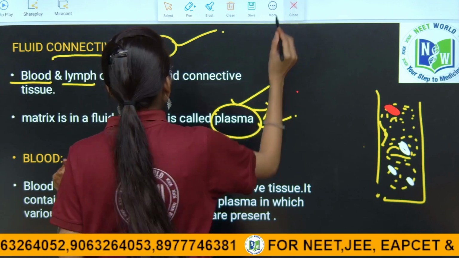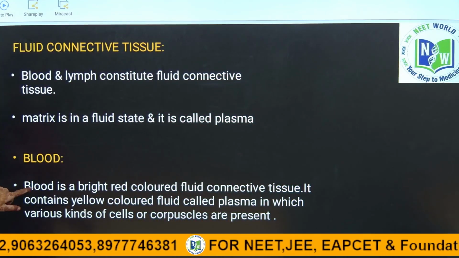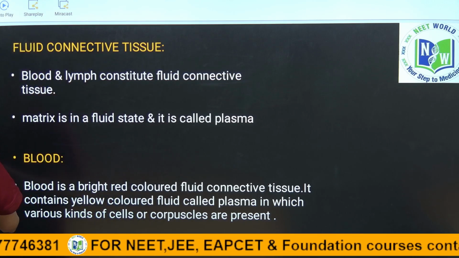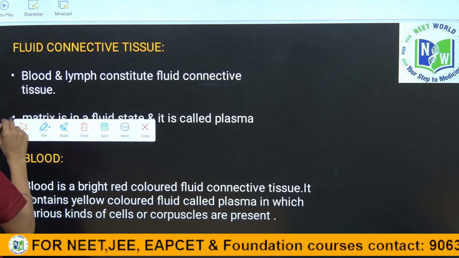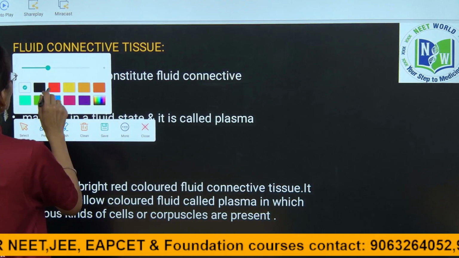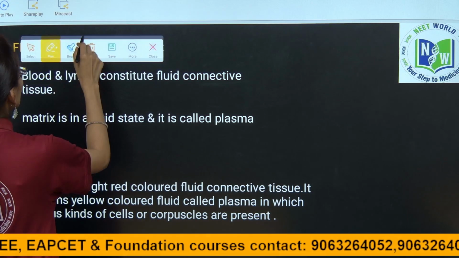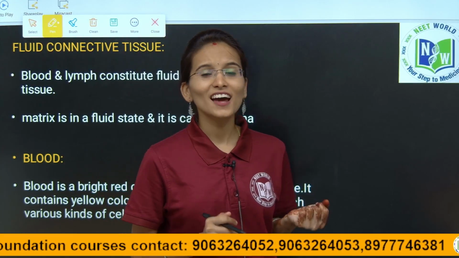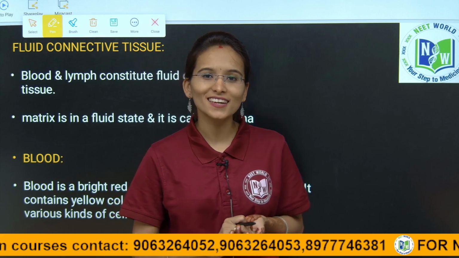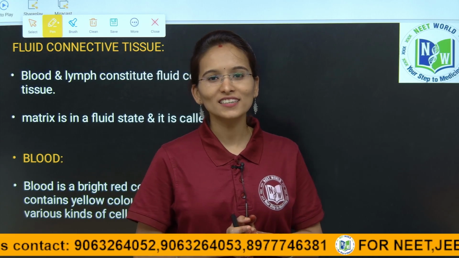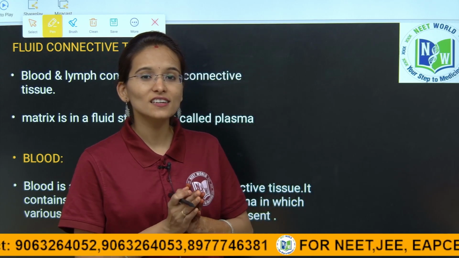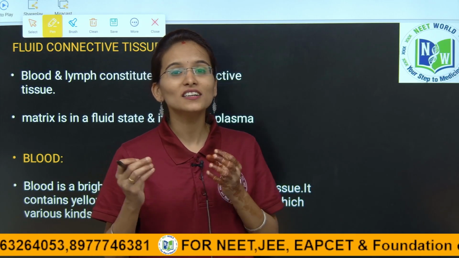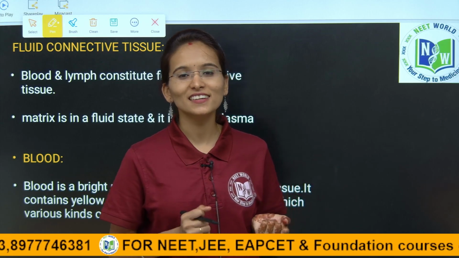Now look into these NCERT lines also. The blood is a bright red fluid connective tissue. How does the color of the blood appear, students? It is actually red. Why it is red in color, and which pigment is present inside the RBCs, we are going to study now. First we will discuss the matrix of the fluid connective tissue, and then we will study the different types of cells present inside the matrix.